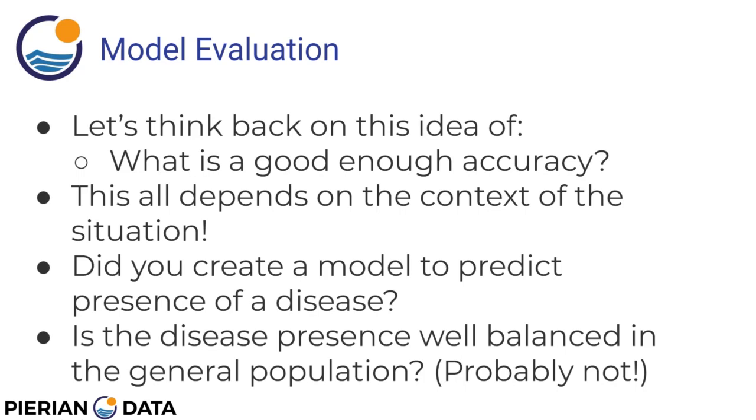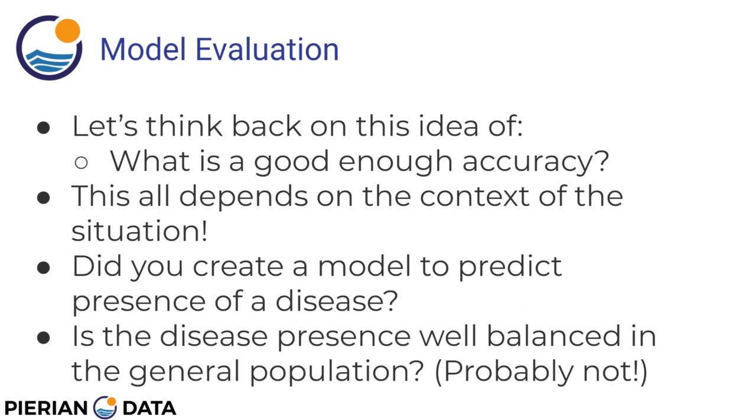So let's think back on maybe that model that is diagnostic for predicting the presence of a disease. So if we created a model to predict the presence of a disease, first thing I want to think about is, are we going to have balanced classes or unbalanced classes? So is the disease presence well balanced in the general population? And in pretty much most cases, it's probably not.